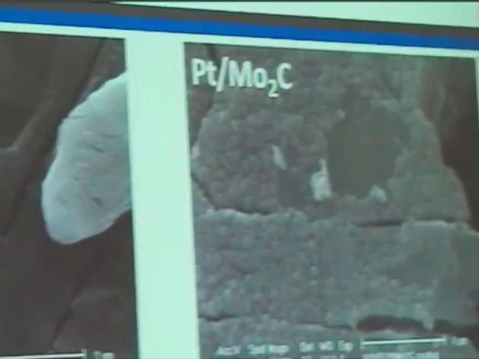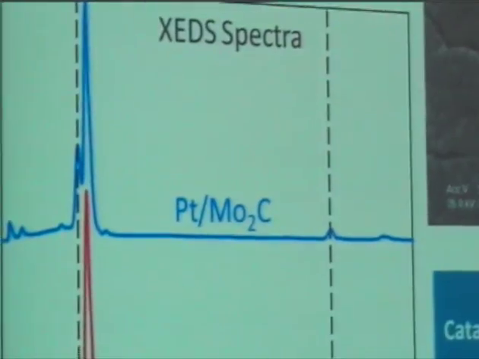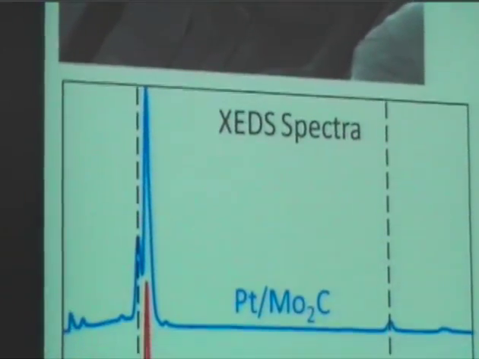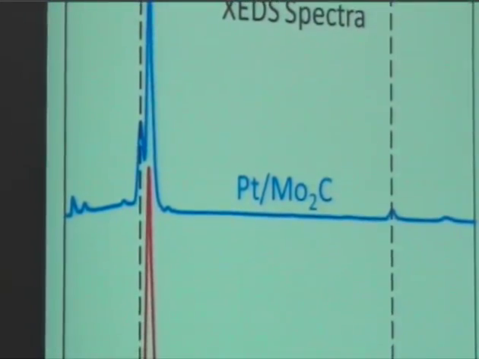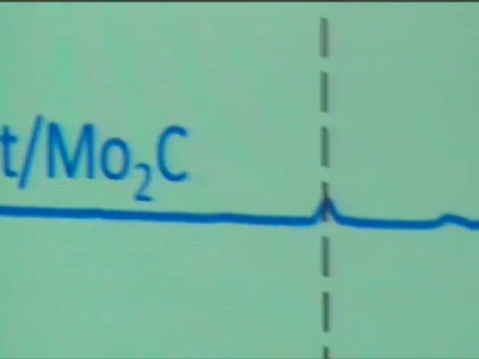We further characterize this to make sure that these are platinum using XEDS, and the dashed line locations there correspond to platinum peak positions. You can see the platinum moly carbide spectrum has very strong peaks at those locations. So we know that more than likely those structures are the platinum on the surface.